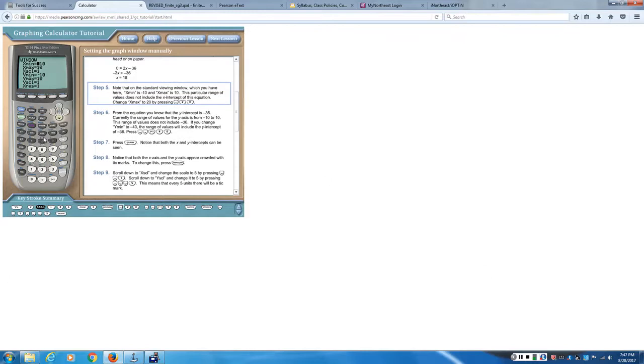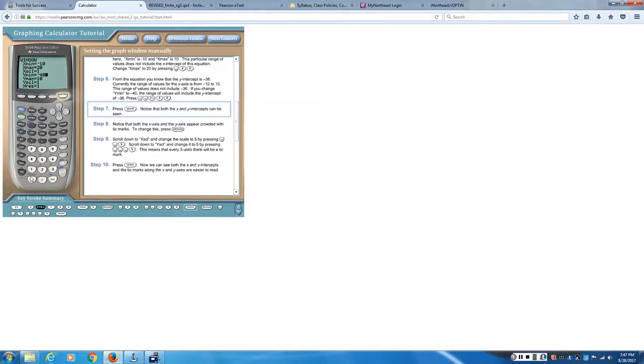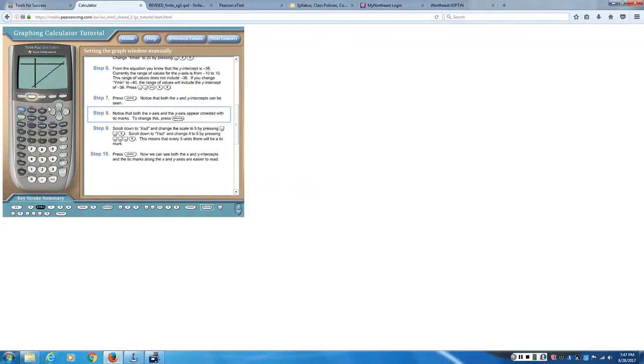So it looks like that. And when you go down and look at all these different things that it does, we're going to change this to 20, and we're going to change that to -40. The reason is that the viewing window we saw first, you can't see everything. So we're going to go down to 40. Now we hit graph again, and now you can see the line.